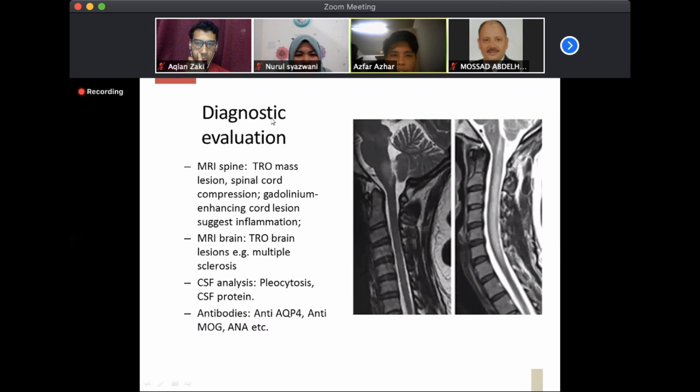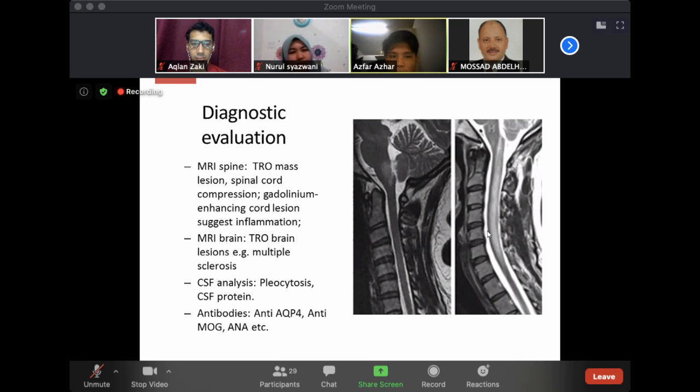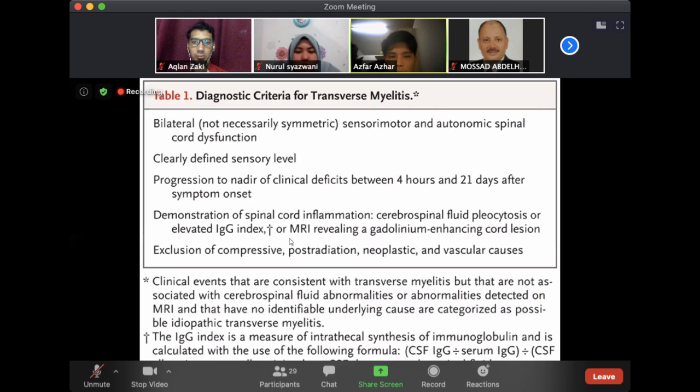So diagnostic evidence, the picture. The MRI spine shows a gadolinium enhancing cord lesion suggesting inflammation. We can see this is the normal one, and this is the gadolinium enhancing cord lesion. We can see the swelling of the spinal cord itself. And also we can do an MRI brain to rule out any brain lesion, for example multiple sclerosis, and also we can do CSF analysis because this is the fourth criteria.